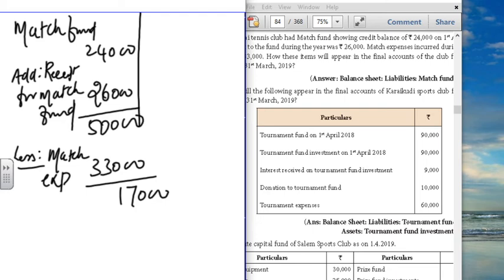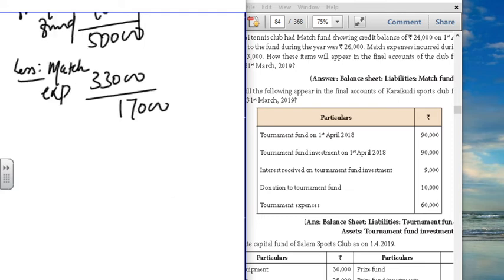These are the 3 marks questions. I once again explain this problem. Match fund: add your receipts, minus your expenses, and the answer should be in the outer column. Note the point that match fund will always appear on the liabilities side. Next, we'll move on to problem number 18.